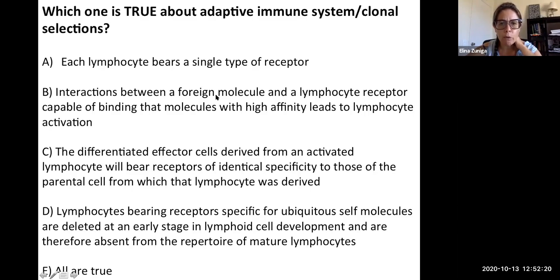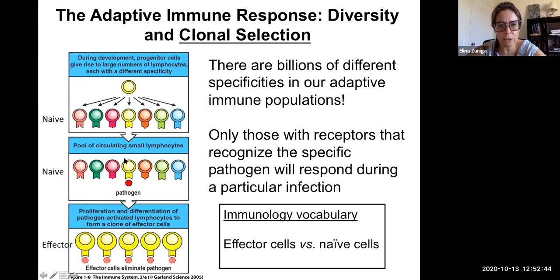So interaction between a foreign molecule and a lymphocyte receptor capable of binding that molecule with high affinity leads to lymphocyte activation. Okay, this is the activation that allows the clonal expansion. So this is true as well. Okay, so this is depicted here. So interaction of the pathogen with a receptor with high affinity will lead to activation of this clone, followed by proliferation and differentiation into effector cell.